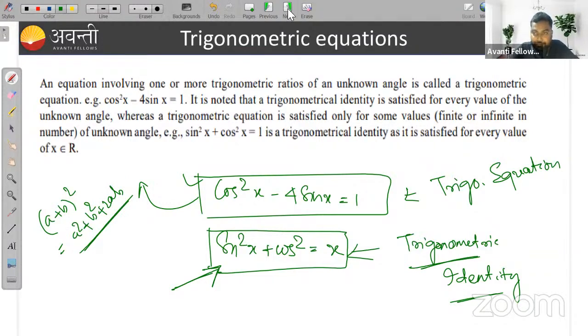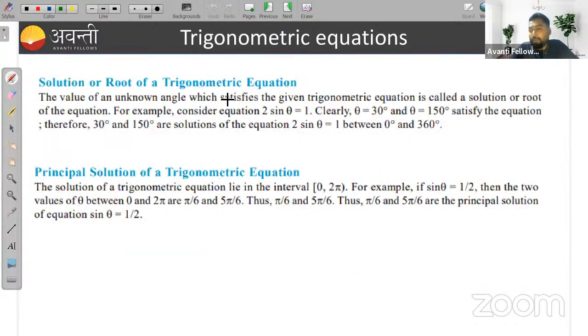Okay, let's go. So, solutions, or roots, of a trigonometric equation. Just like in a quadratic equation ax square plus bx plus c is equal to 0. This quadratic equation has two solutions, alpha and beta, or roots of the equation. Similarly, in the case of trigonometric equations, we also have some solutions, or we can say they are roots or zeros.